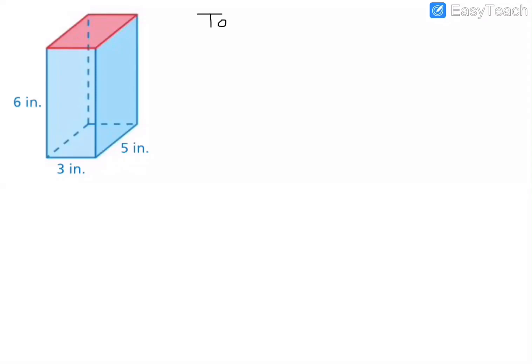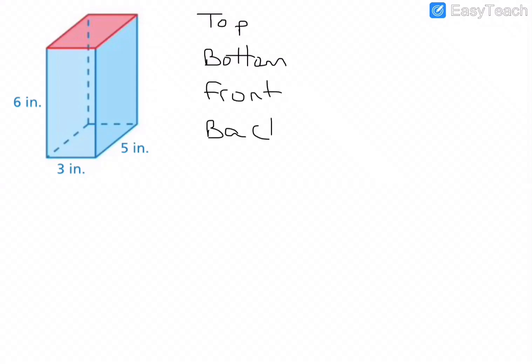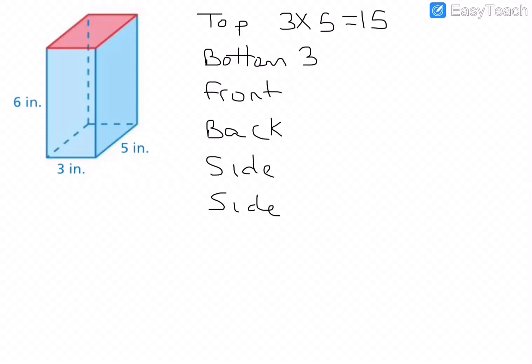So let's go top, bottom, front, back, side, side. Okay, so you have to look at the dimensions that it gives you. So this right here is the bottom. It's going to be the same on the top. Okay, so your top and the bottom are going to be the same. So if we're to find the area of this rectangle, we would do 3 times 5, which equals 15, and the bottom is the same. So 3 times 5 equals 15.